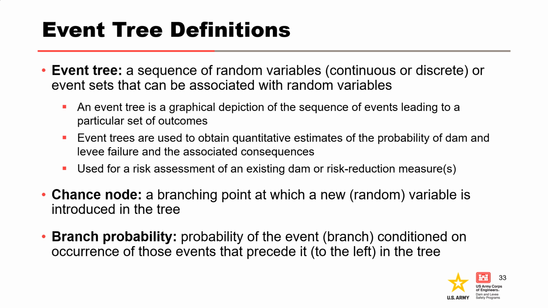First, some definitions. An event tree is a sequence of random variables or event sets that can be associated with random variables. It is a graphical depiction of the sequence of events leading to a particular set of outcomes, which in our case is typically breach or non-breach, which have associated life loss and economic consequences. A chance node is a branching point at which a new variable is introduced in the tree, and a branch probability is the probability of the event given the occurrence of those events that precede it in the tree. I will step through an example of an event tree on the next slide.